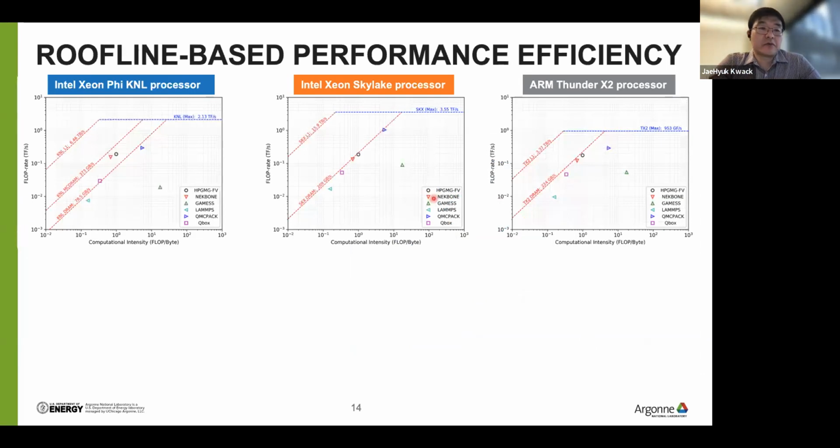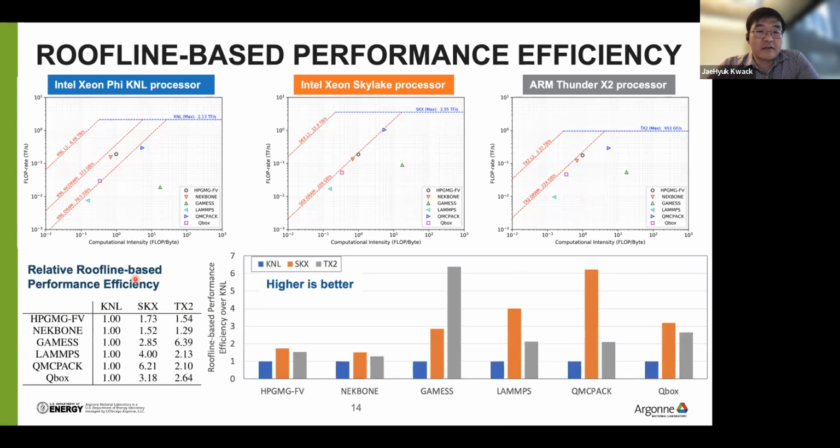And then using this approach, we measured the Roofline data per application from the KNL processor, Skylake processor and the ThunderX2 processor. Then we normalized this Roofline efficiency by the KNL to see how much variation we have, right? For the HPGMG-FE case, since the Skylake and ThunderX2 have lower memory bandwidth compared to the MCDRAM, their efficiency is higher than KNL. As a result, in the Roofline efficiency-based comparison, Skylake and ThunderX2 were much better than KNL.